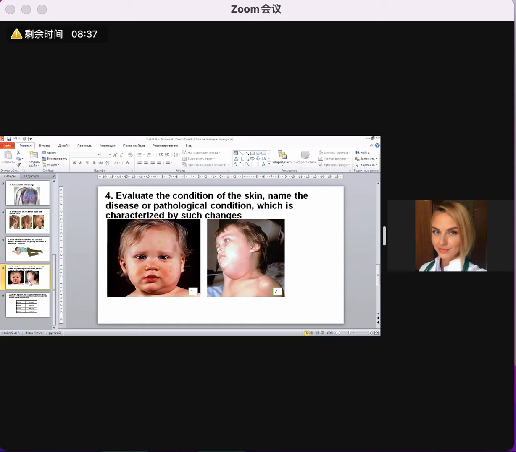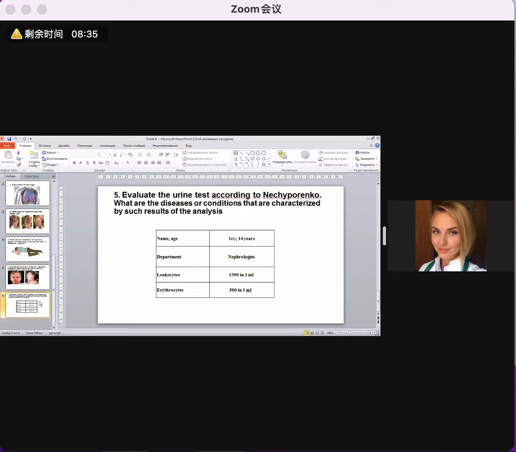So, yes, of course. This, Nechiporenko. This is normal, I think. Normal. Yes, normal. And what is the goal of the urine test by Nechiporenko?